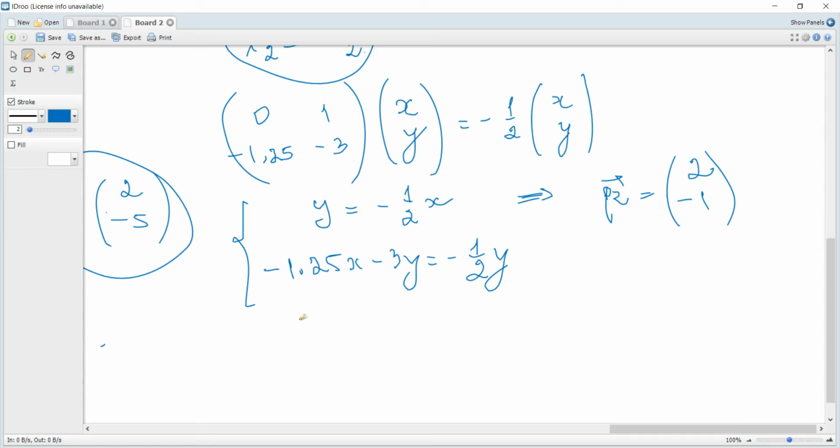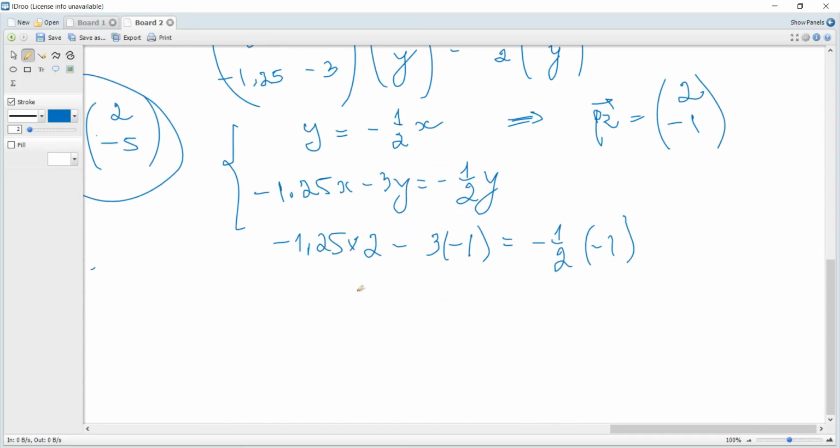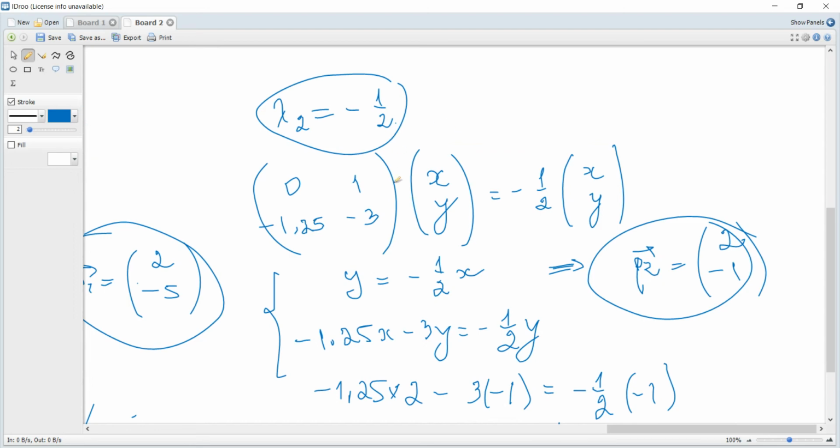Let's check the second. Negative 1.25 times 2 minus 3 times negative 1 should be negative a half times negative 1. So it's negative 2.5 plus 3, which is a half. Yes, correct. So it's P2 for lambda 2.